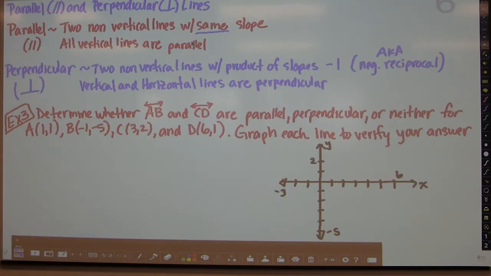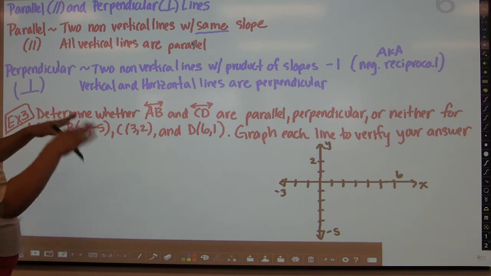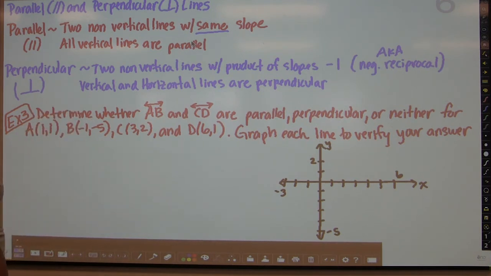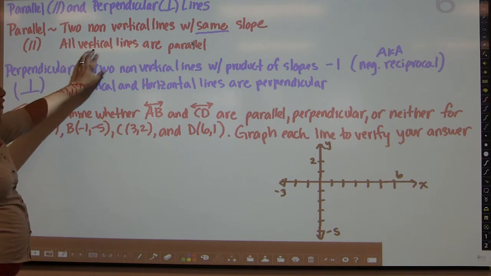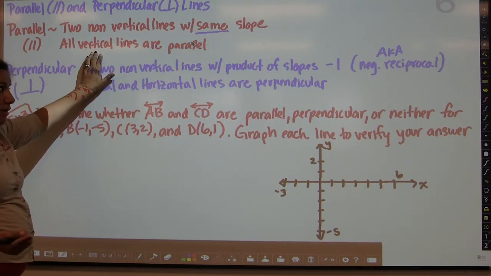All right, so our next topic deals with parallel and perpendicular lines. We have symbols for parallel and perpendicular. Two things I want you to know about parallel: if two lines are not vertical, they're slanting lines, two non-vertical lines will have the same slope if they're parallel. That's the only way. If they have equal slope, they will be parallel. And again, all vertical lines are parallel to each other.